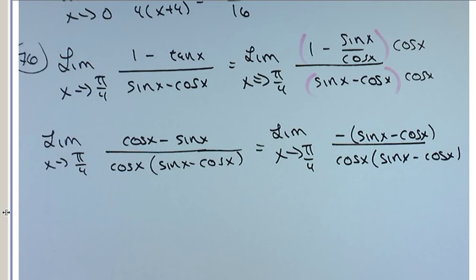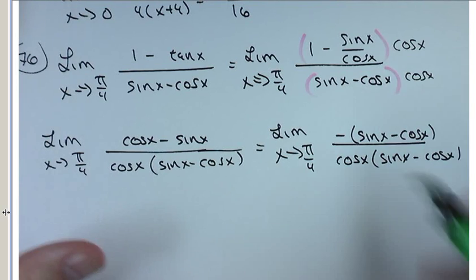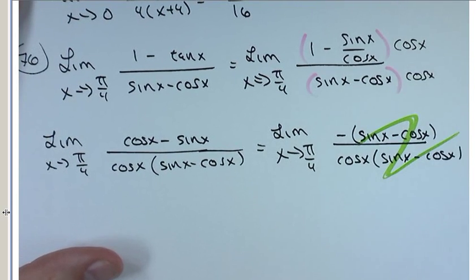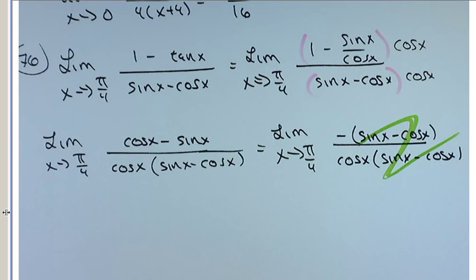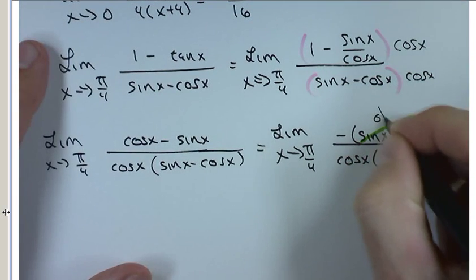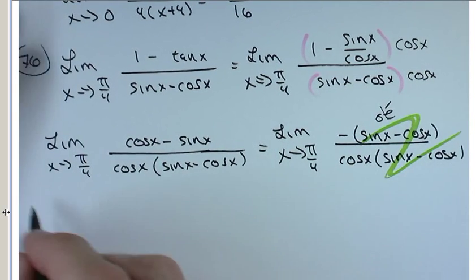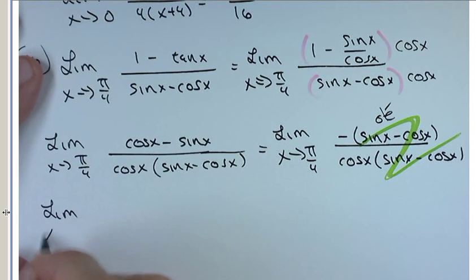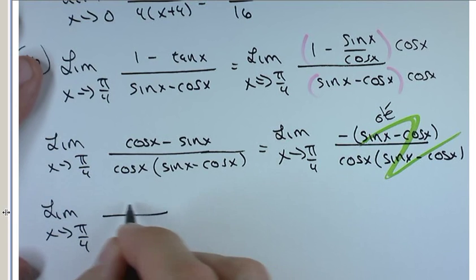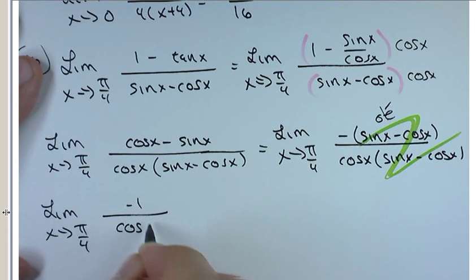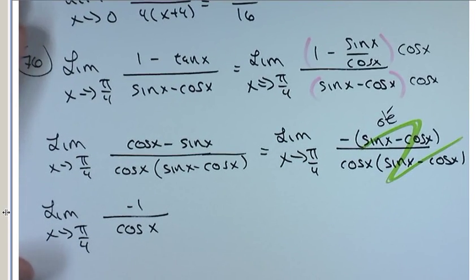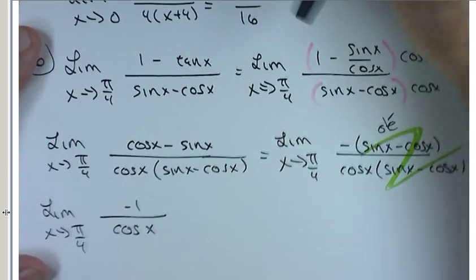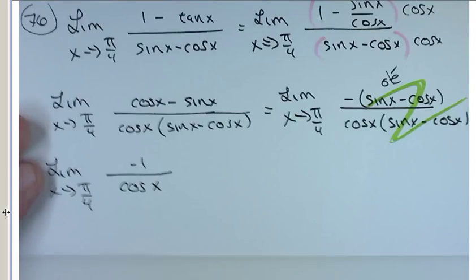So what's the benefit of that? Why did I do that? Yeah, so I can do the mother of all cancellations. Cancel out both of them. That leaves me with the limit as x approaches pi over 4 of negative 1 over the cosine of x. Finally, I can plug in the limit.